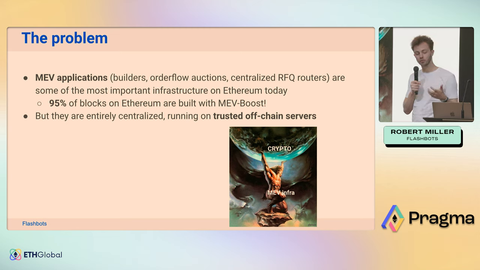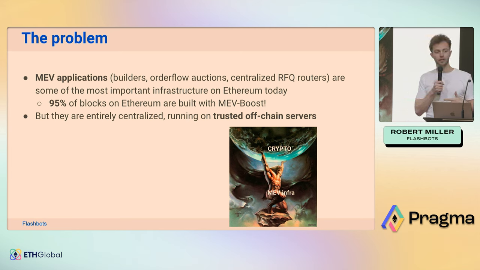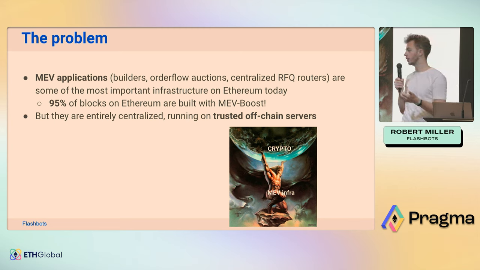This is a problem because these MEV applications, searchers, block builders, are some of the most important infrastructure on Ethereum today. They decide where value lands. They decide which transactions get included on chain, who is getting how much value. You have a couple hundred thousand dollars every single month that is paid back to users who are using things like order flow auctions. And actually 95% of blocks on Ethereum today, 19 out of 20, are created with this centralized MEV infrastructure, with a relatively small group of specialized actors that do that, about four builders making 80% of that.